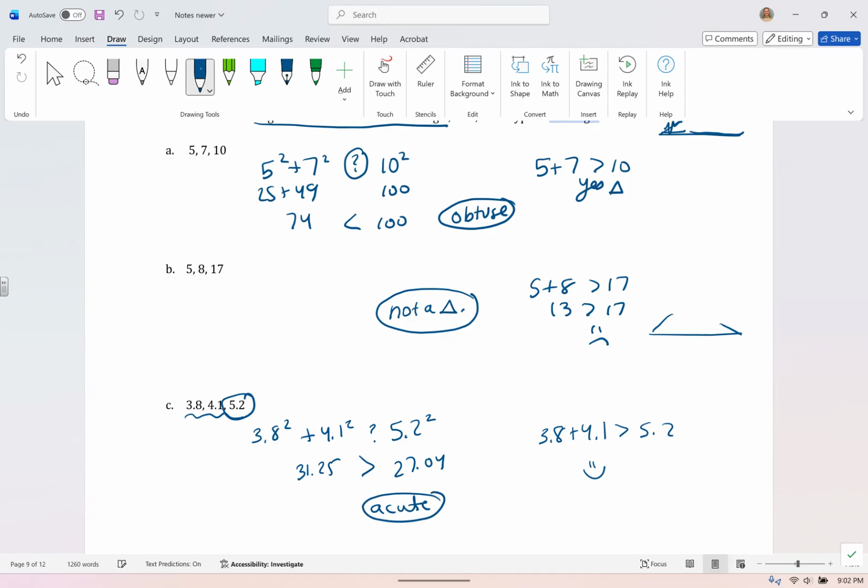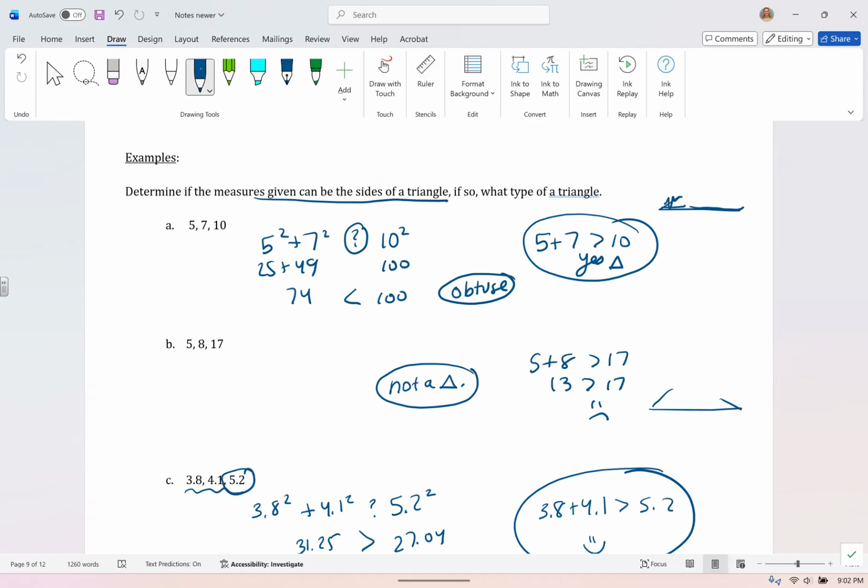All right. Well, that is the end of the notes for today. We just talked about, hey, if the Pythagorean theorem works, then you have a right triangle. And then also, what if it's less than? That would be obtuse. And if it's greater than the longest side squared, then you're going to have acute. And then remember to check to see, is it actually a triangle? Okay, before you do that, we'll check.